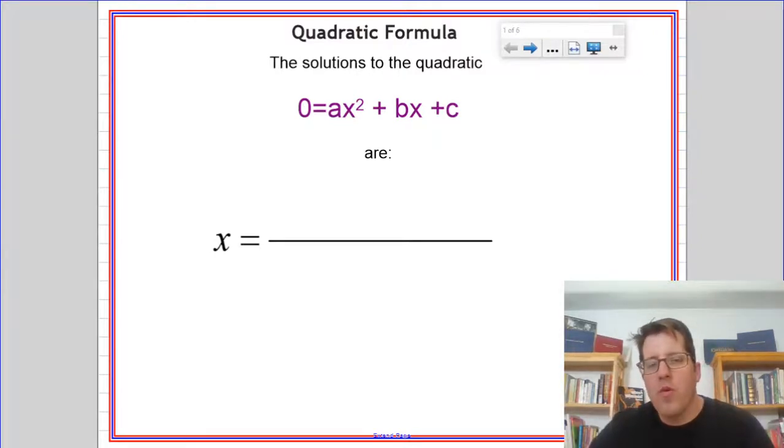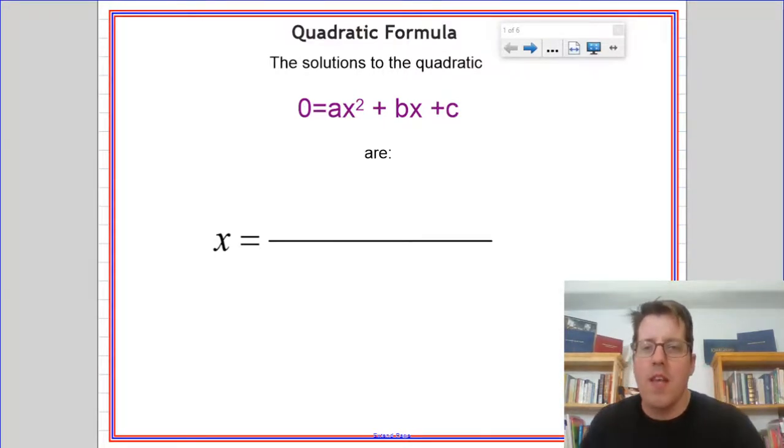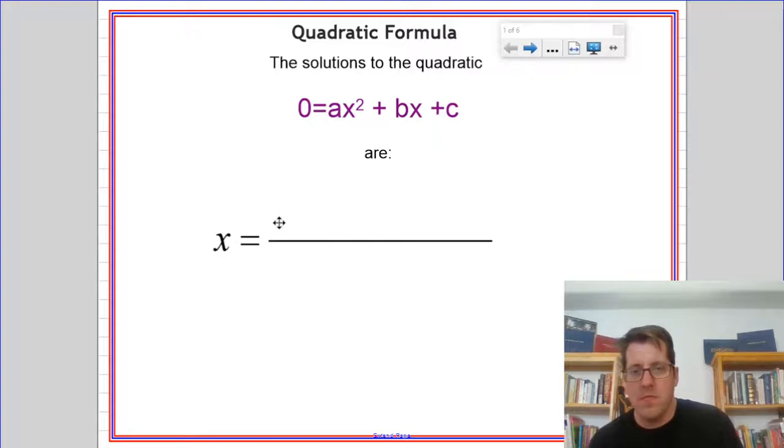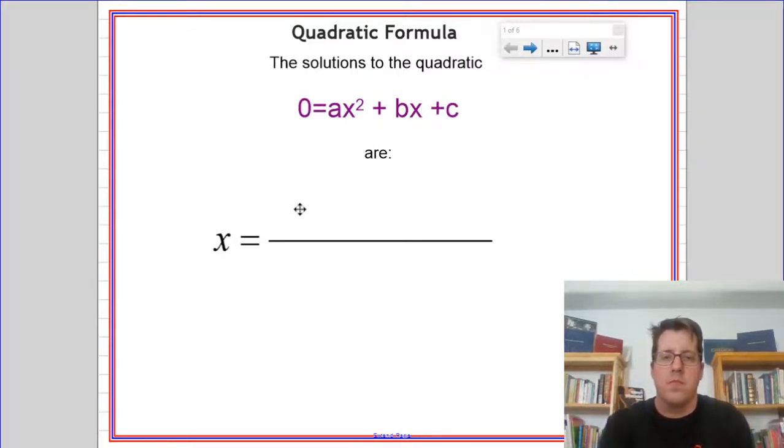All right, folks, I will cut directly to the chase. If you want to solve any quadratic equation in the world without factoring, without using the square root method, you can. All you have to do is remember this: x equals opposite b plus or minus the square root of b squared minus 4ac all over 2a.